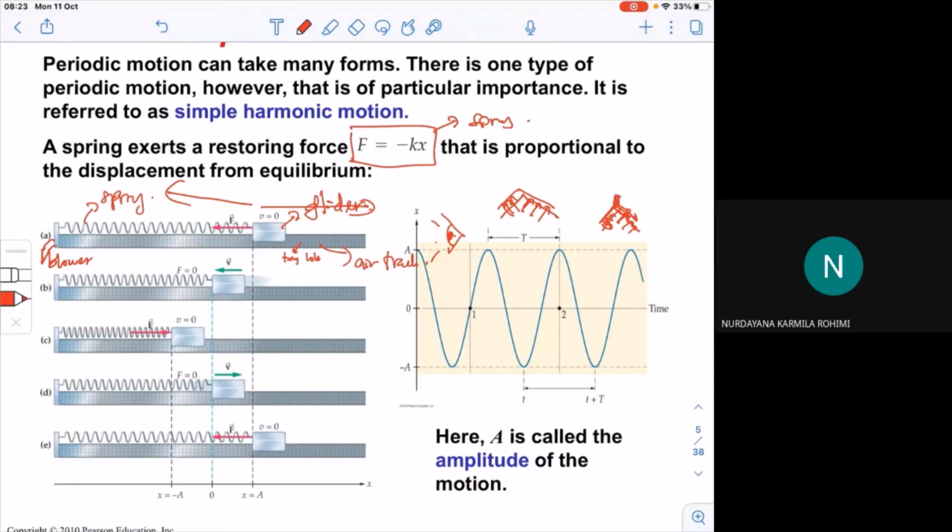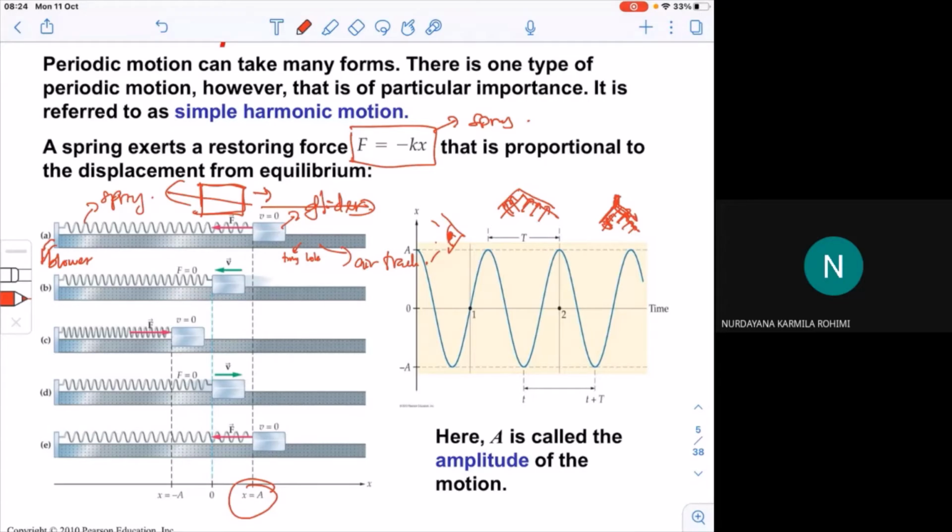Can you imagine one thing? Let's say after we switch on the blower, the glider can easily move on the surface of the air track, right? So we pull the glider from its original position. Where is the original position? x equals zero here. At first, this is the original position of the glider, and then we pull to one side, at least until x equals A, at least x equals amplitude.